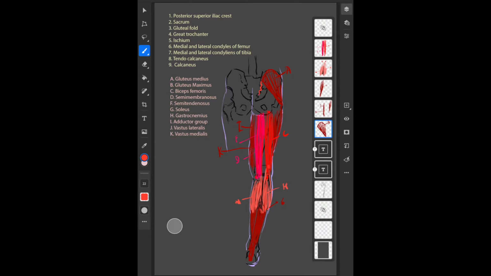Gluteus Maximus starts all the way along the sacrum, and then half of it inserts at the trochanter, right about here, like this. And then there's another portion which runs along the ischium and attaches itself to the tendon of the tensor fasciae latae. So this actually needs to be all the way on top, so it looks like it's sitting in front.